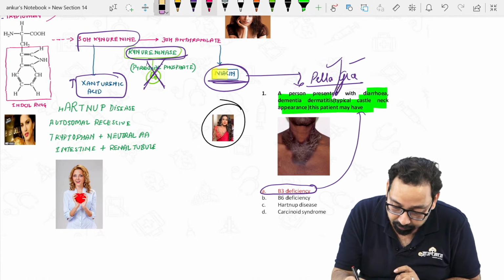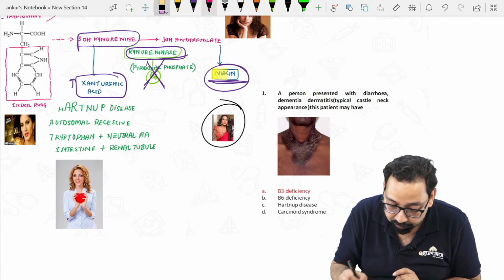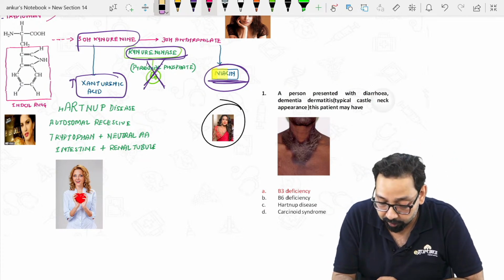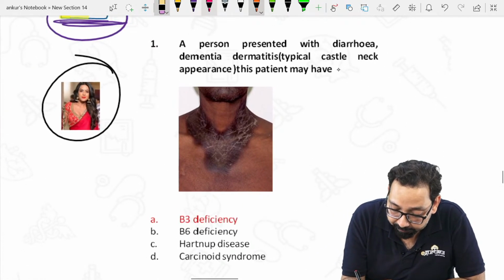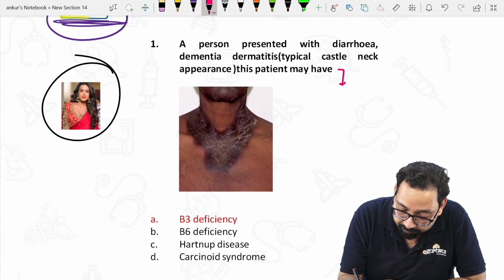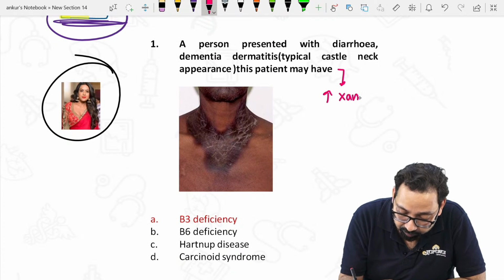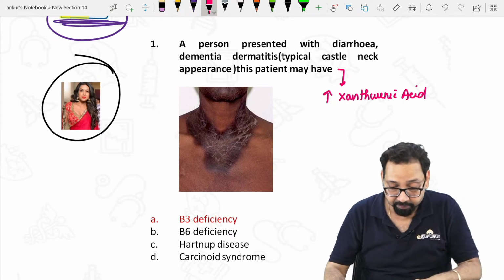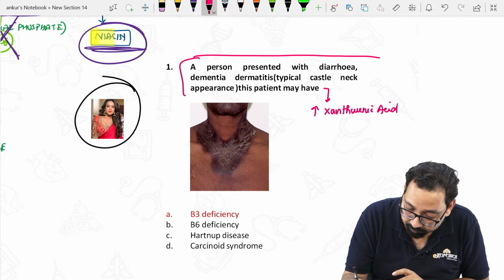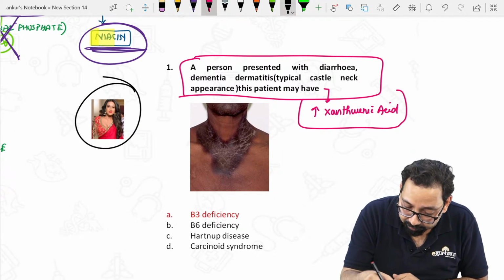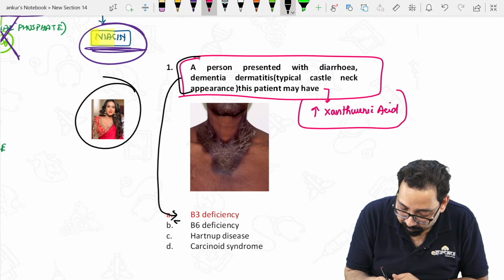In the same question, you will be surprised, the same question is being asked 5-6 times. What is the reason? They are changing only one word. In one there is deficiency, and there they added only one word, increased xanthurenic acid. Now what is the answer? What should be the best answer? A person with this plus this, if only and only this, you mark B3 as the best answer.